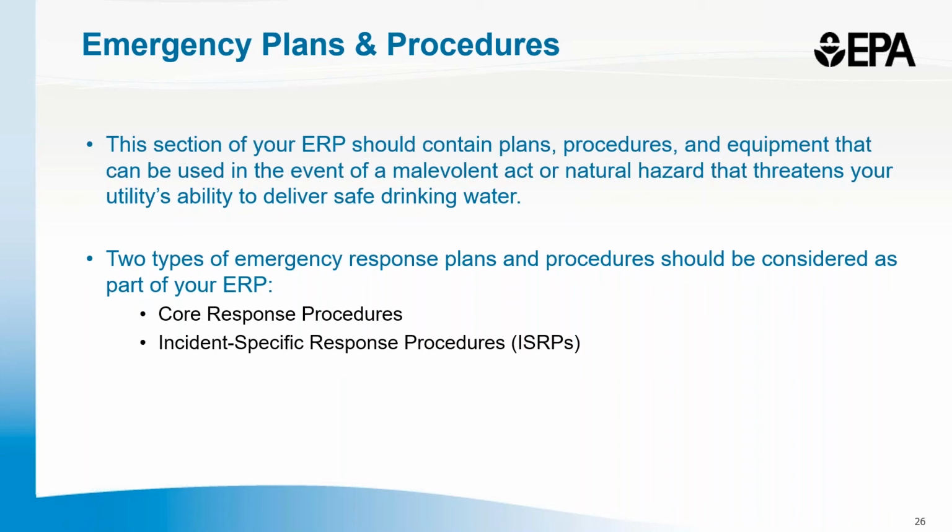There are two different types of emergency response plans and procedures that should be a part of the emergency response plan. First, there's the core response procedure, and these are general building blocks that would be utilized in most, if not all, emergencies. And then there are incident-specific response procedures that have to do with how you would deal with particular threats or acts against the utility.